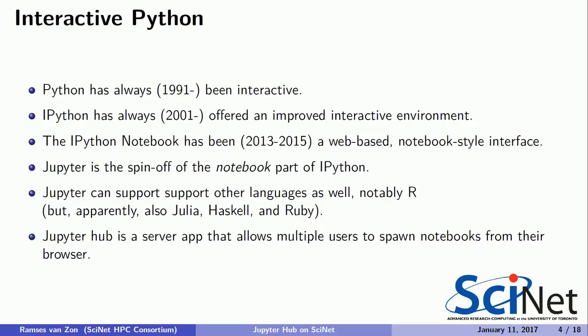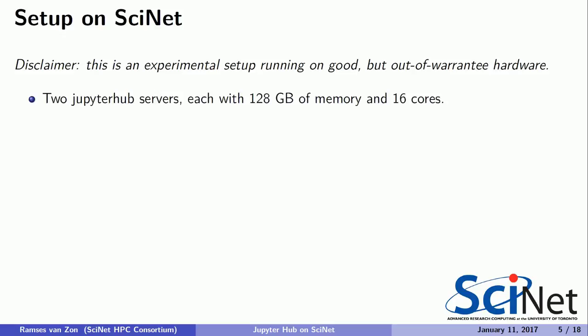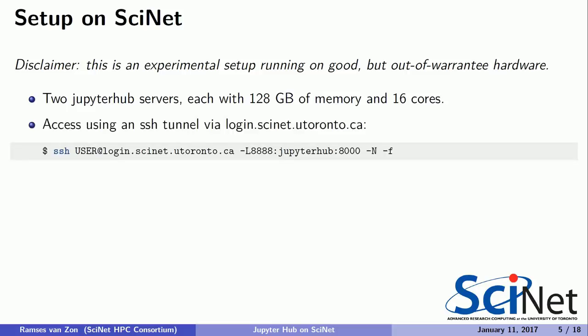So that's something we've set up on SciNet as a sort of trial. It's a trial. We've used some machines that we got from somewhere else that were used for something else before. And so there's no guarantee that any of it will ever work, but it has so far. They're decent machines. So we've got two nodes, two servers. They have 128 gigs of memory, so you can do some memory-intensive stuff. They have 16 cores, and the load gets distributed over the two. So there's a reasonable amount of resources there.